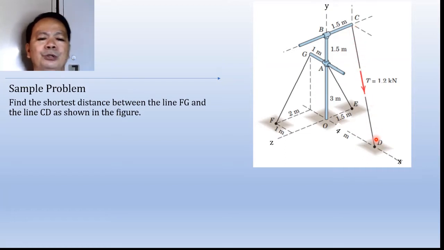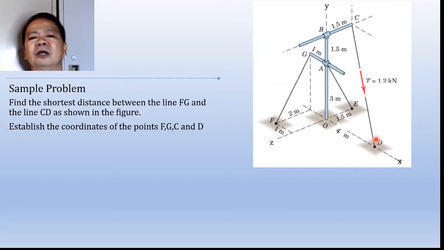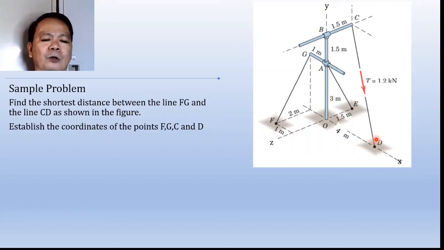So how are we going to solve for the shortest distance? We can solve for that using the application of the cross product. We will start by identifying the coordinates of the points involved in the problem. Those are the points F, G, C, and D. Now, what are the coordinates of the points? Let's do it one by one. The coordinate of point F will be shown here to be equal to (-1, 0, 2), because it is directed towards the negative x-axis, lying along the xy plane, and directed towards the positive z-axis at a magnitude of 2.